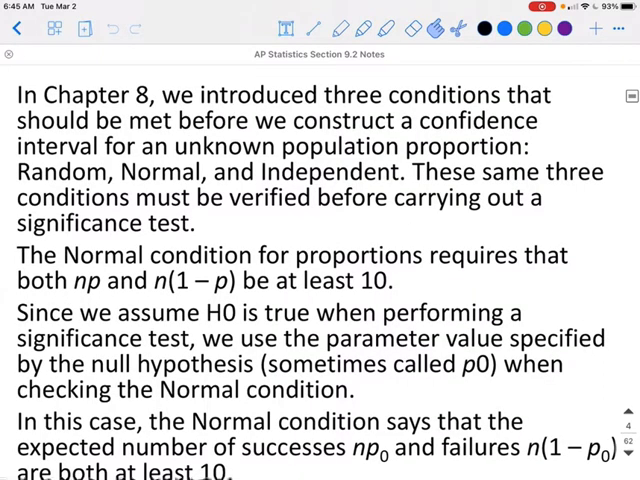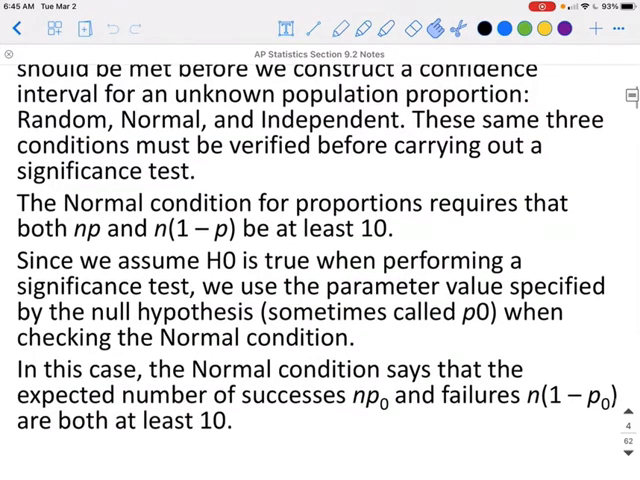In Chapter 8, we introduced 3 conditions that should be met before conducting a confidence interval for an unknown population proportion. You need to check that it's random, normal, and independent. These 3 conditions must be verified before carrying out a significance test. Now, when you're talking about a proportion, to check the normal condition, you need to do the sample size times the probability of success and the sample size times the probability of failure, and the number of successes and the number of failures must each be at least 10.